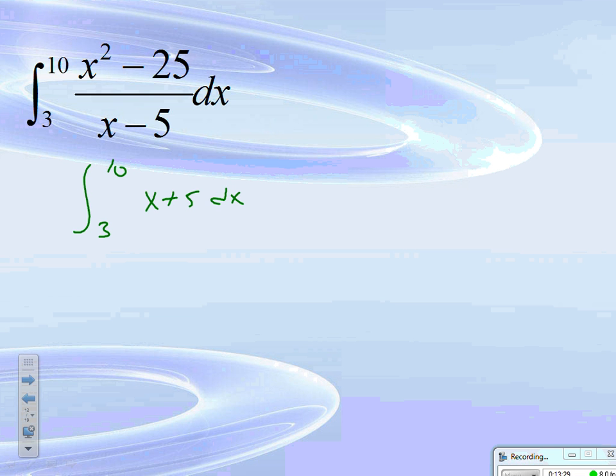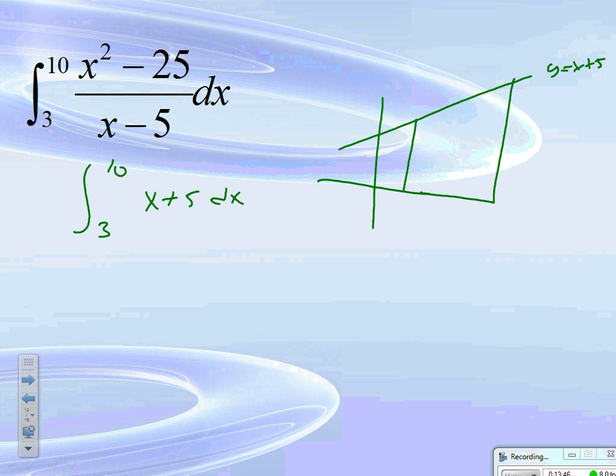What shape am I talking about? The trapezoid. There's the line y equals x plus 5. If I start here at 3 and I work my way out to 10, how long is that base? 7 units. Actually, that's the height, isn't it? How long is the base? Keeping in mind this is 3.